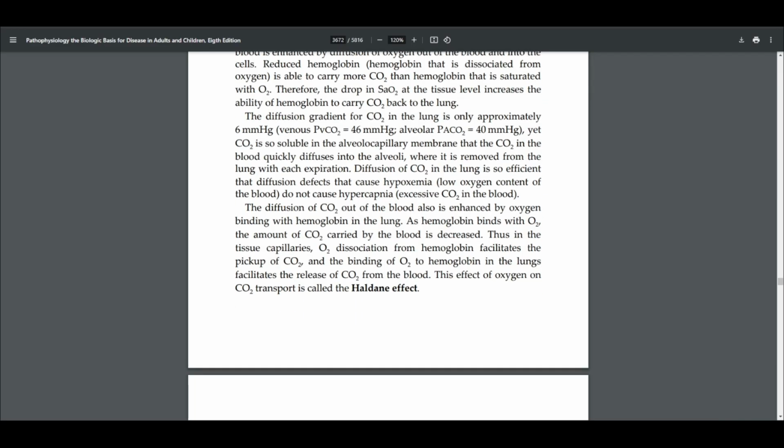The diffusion gradient of CO2 in the lung is only approximately 6 millimeters of mercury, yet CO2 is so soluble in the alveolo-capillary membrane that the CO2 in the blood quickly diffuses into the alveoli, where it is removed from the lung with each expiration. Diffusion of CO2 in the lung is so efficient that diffusion defects cause hypoxemia, but do not cause hypercapnia.